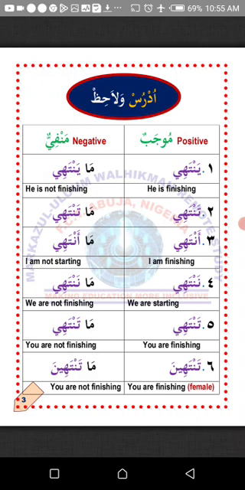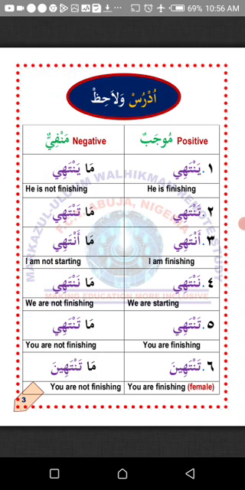For instance, wahid, number one, ينتهي, he is finishing. ما ينتهي, he is not finishing. Ithnan, number two, تنتهي, she is finishing. ما تنتهي, she is not finishing. Thalatha, number three, أنتهي, I am finishing. ما أنتهي, I am not finishing. Arba'a, number four, ننتهي, we are finishing. ما ننتهي, we are not finishing.